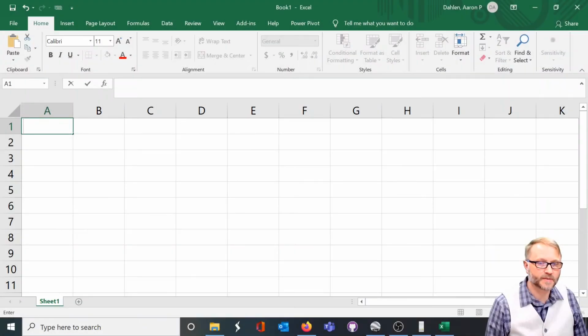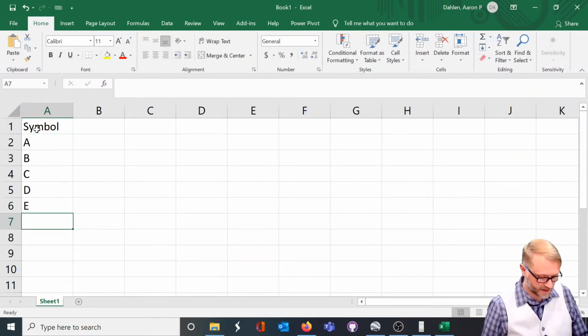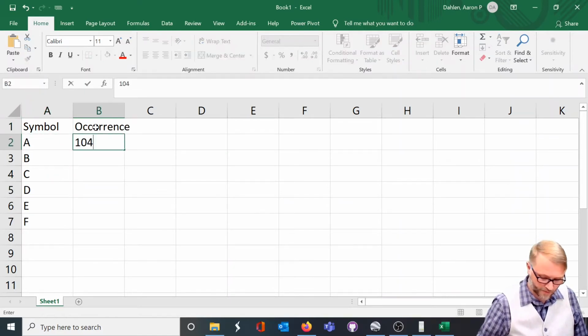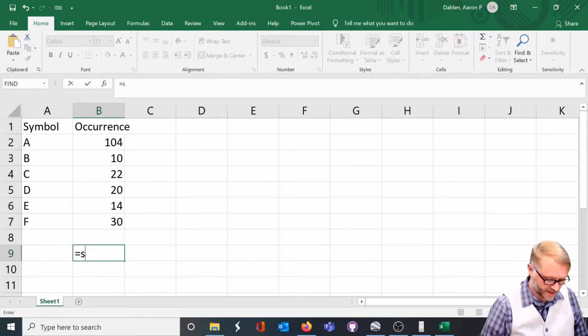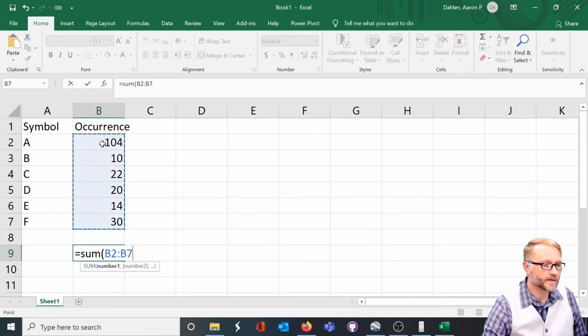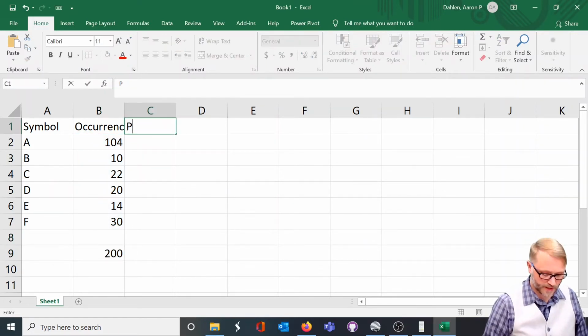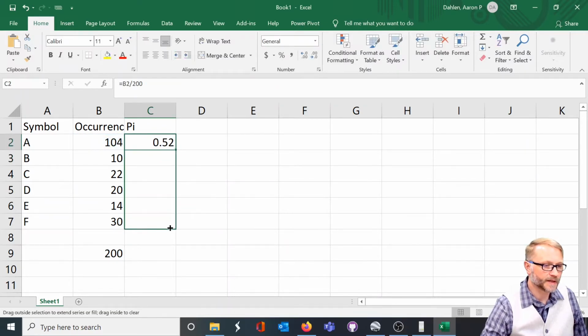Let's move to a spreadsheet to make this more clear. There's our symbol A, B, C, D, E, and F. The occurrence, we said 104, 10, 22, 20, 14, and 30. If we take the summation of all of these, it should be 200, and it is. This column is the probability of the ith symbol. That equals this divided by 200. Copy that down.